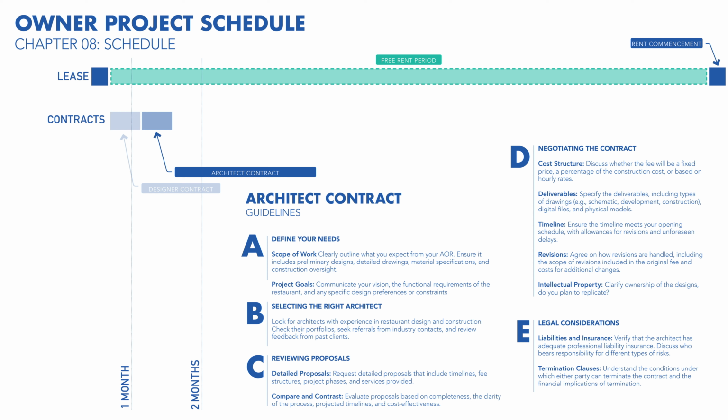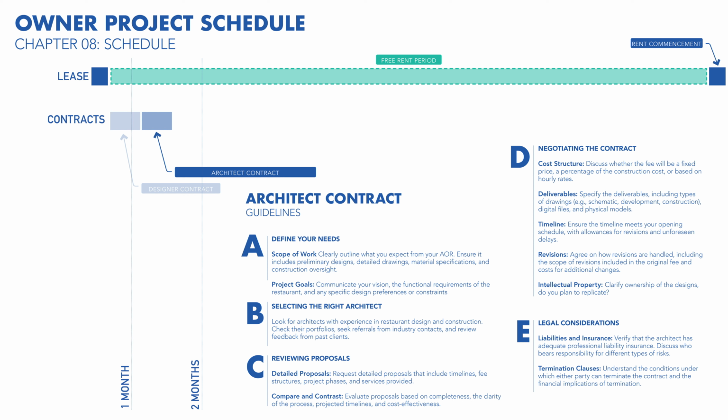Then there's liabilities and insurance. Verify that the architect has adequate professional liability insurance. Discuss who bears responsibility for different types of risks. Lastly, remember to address the termination clause. Understand the conditions under which either party can terminate the contract and the financial implications of termination.